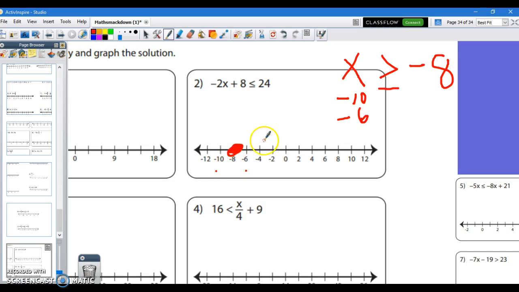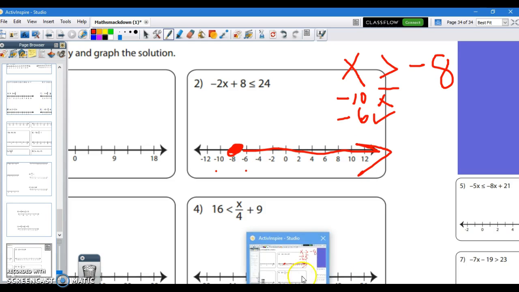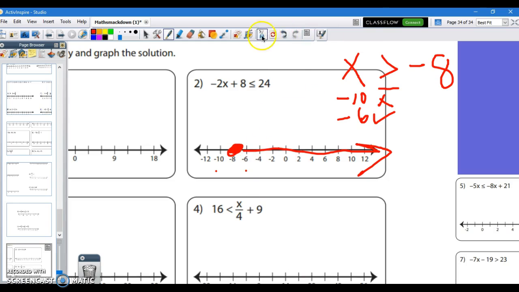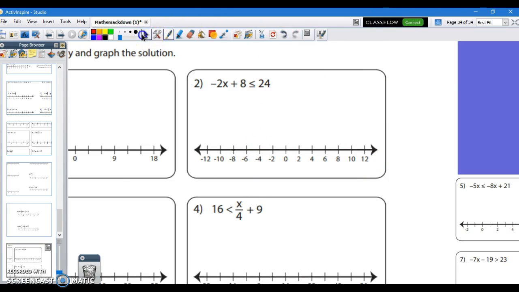Remember, in negative land, the smaller number is actually the bigger one. So let's read. -10 is bigger than -8. Incorrect. -6 is bigger than -8. Correct. Your arrow should be going towards the right. Okay? Check to be sure, which I can. There it is. Angel going towards the right. All right. Let's take a look at the next one.